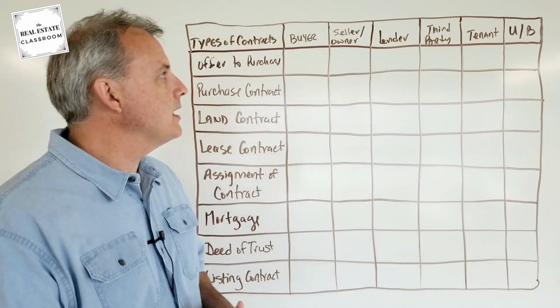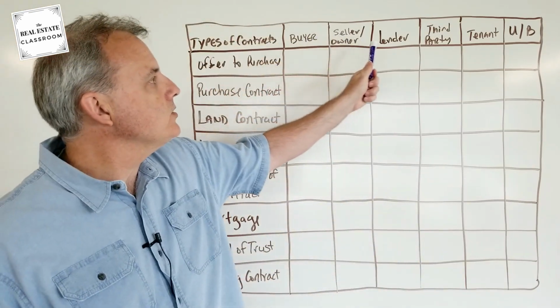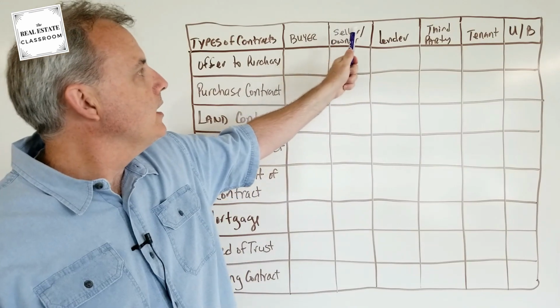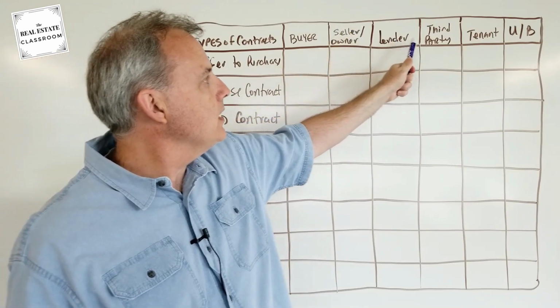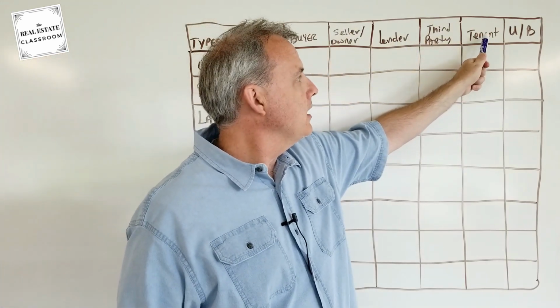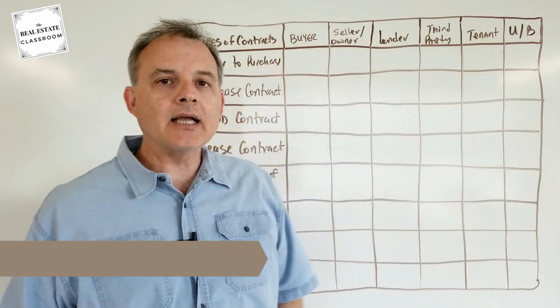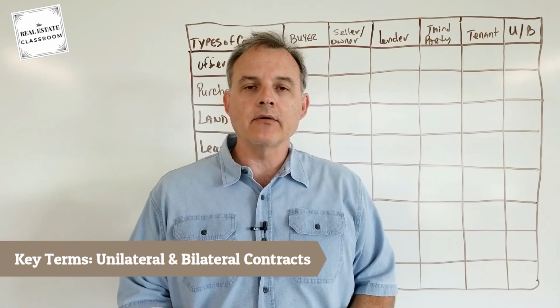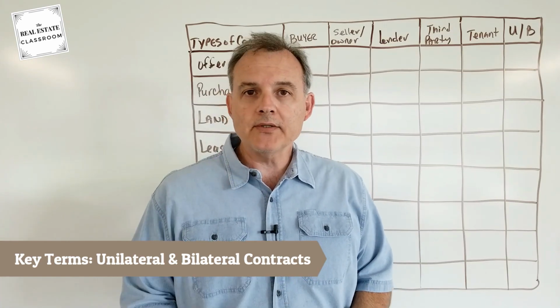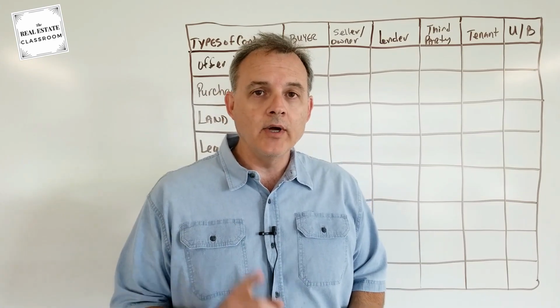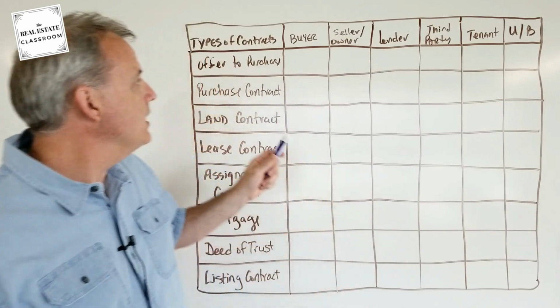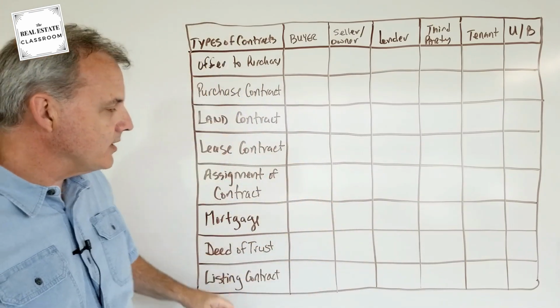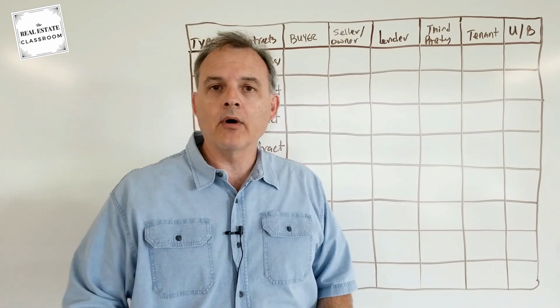So the way I got this set up is, here are the parties to a contract. We have the buyer, the seller or the owner, the lender, the third party, a tenant, and then whether or not the contract is a unilateral contract or a bilateral contract. Two real estate terms that you have to know, and you have to know what type of these contracts here, are they unilateral or bilateral?